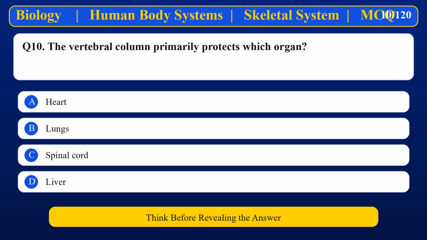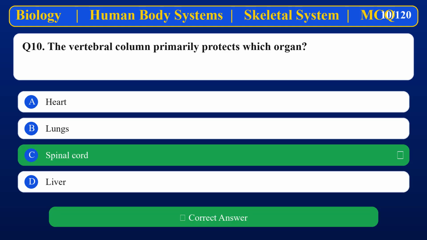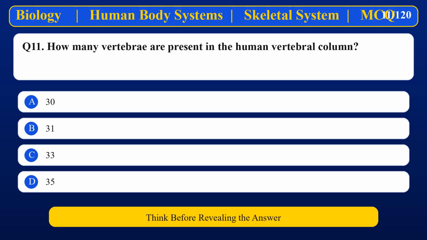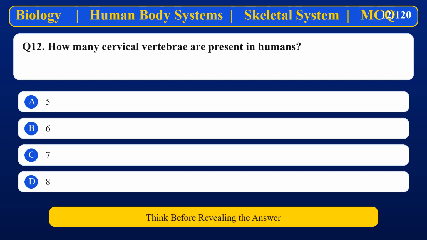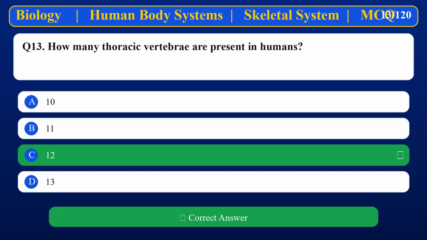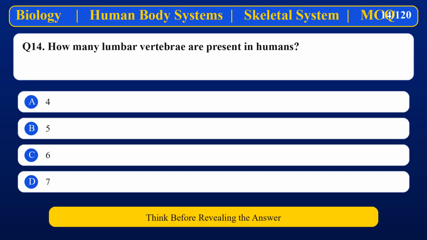The vertebral column primarily protects which organ? Spinal cord. How many vertebrae are present in the human vertebral column? 33. How many cervical vertebrae are present in humans? 7. How many thoracic vertebrae are present in humans? 12. How many lumbar vertebrae are present in humans? 5.